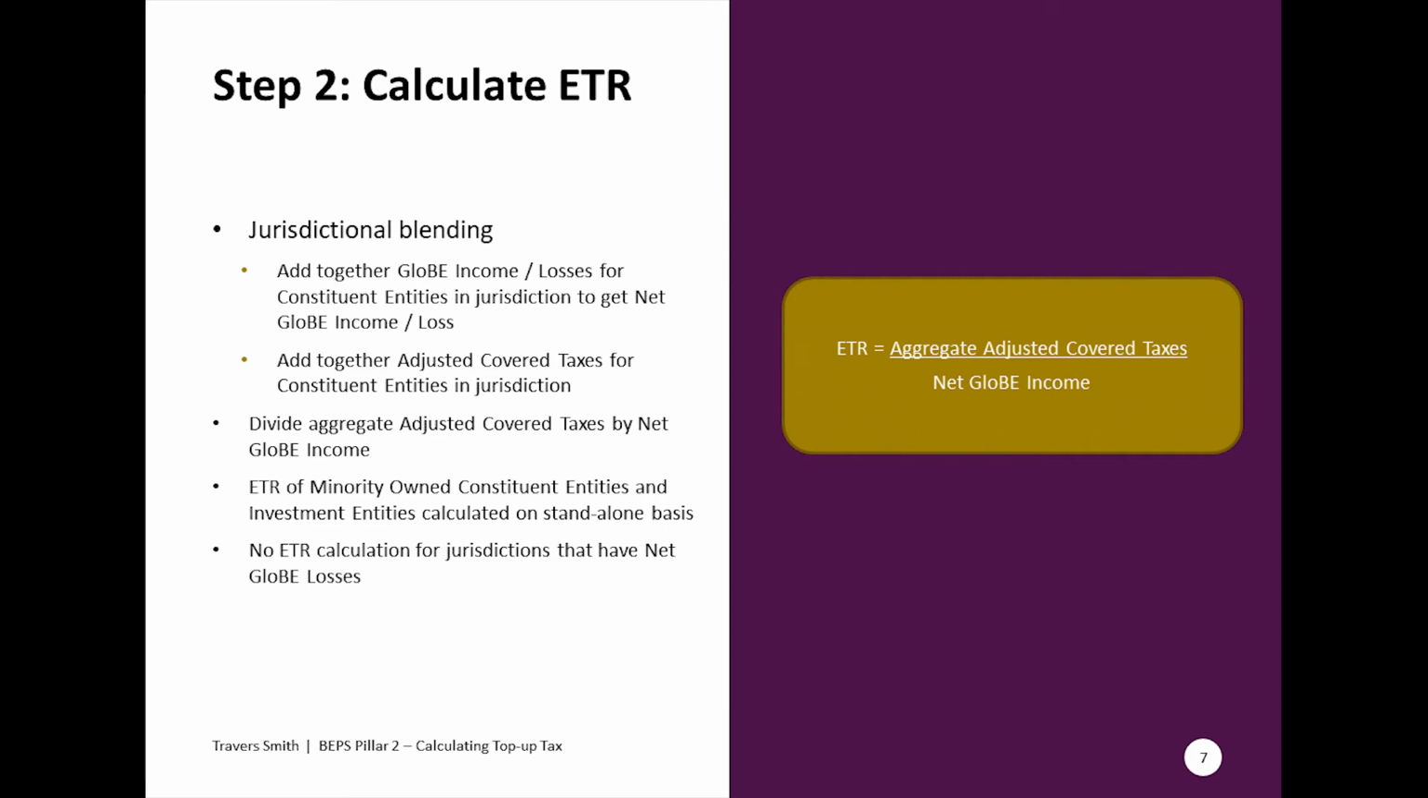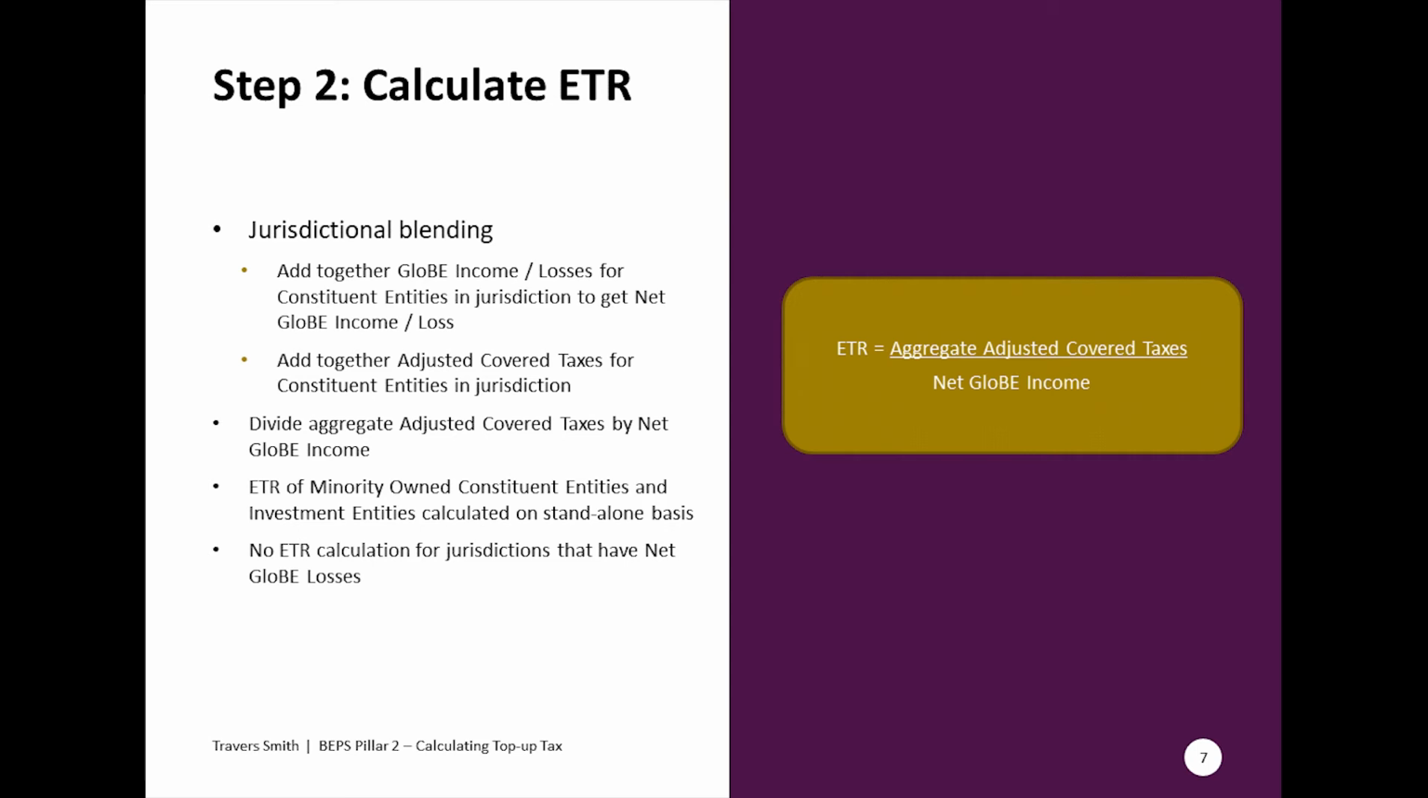Note that there is no restriction at the effective tax rate calculation stage by reference to the group's ownership interest in the constituent entity. What this means is that taxes and income that are attributable to ownership interests owned by persons outside the group are taken into account in the effective tax rate calculation. And as I said, this is done on a jurisdictional basis. So you have blending, which smooths out the calculation.